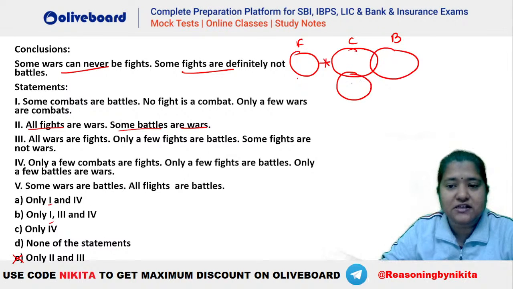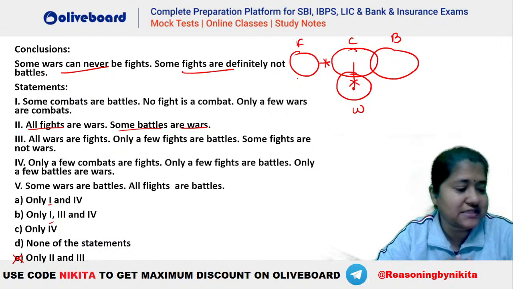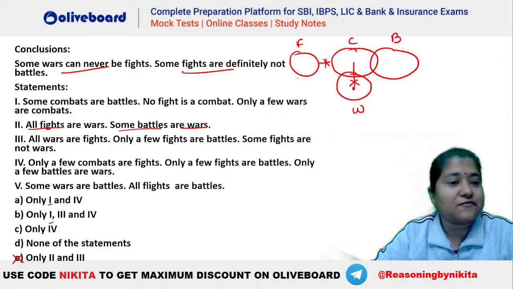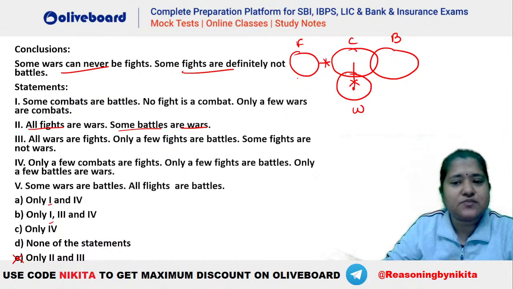So only a few wars are combat. So that means some wars are combat. And let's say this portion of war should never be a part of combat. Right, so this is the diagram here. So let's check the first one. Some wars can never be fight. Okay, that is fine. You can see this portion that is common between war and combat can never be a portion of fight. That is fine.